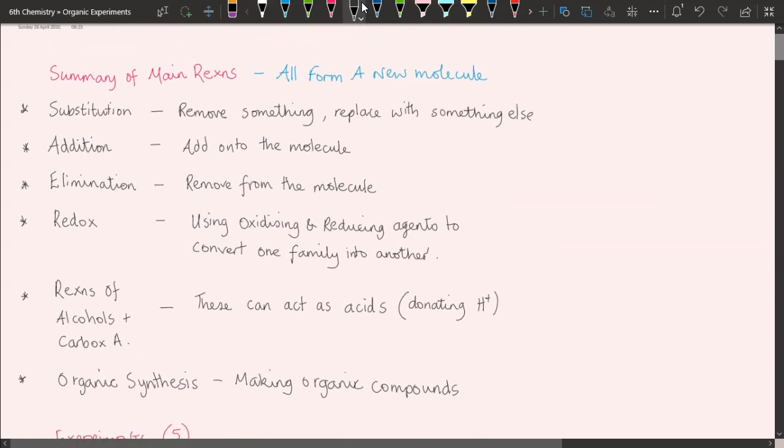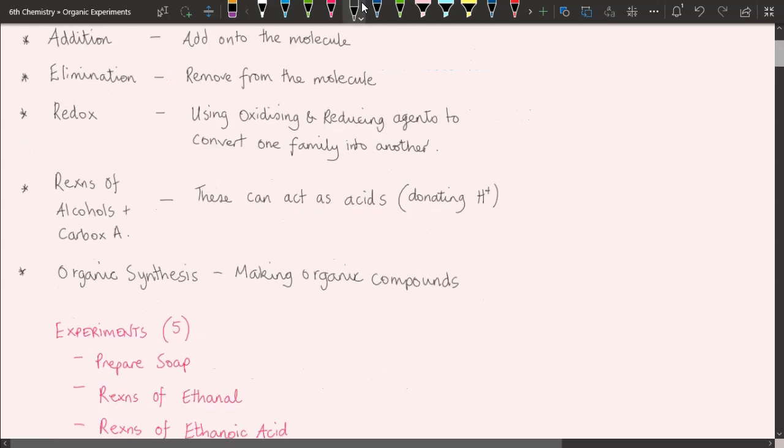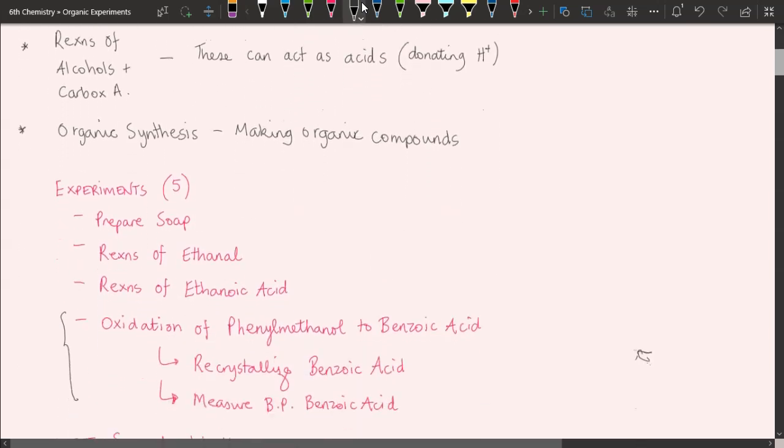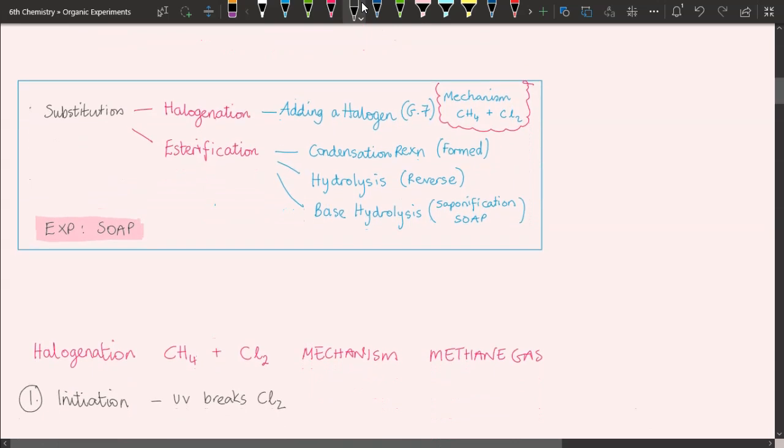So what we're going to do is go through each one of these main reactions fairly quickly because we've done them already, but it's good to revise over. We're going to start with substitution. Now substitution is the biggest of them all, and I've tried to split it up here for you just to see how it's laid out. So substitution is split up into 2 types of reactions. You've got halogenation, and you also have esterification, the creation of an ester.